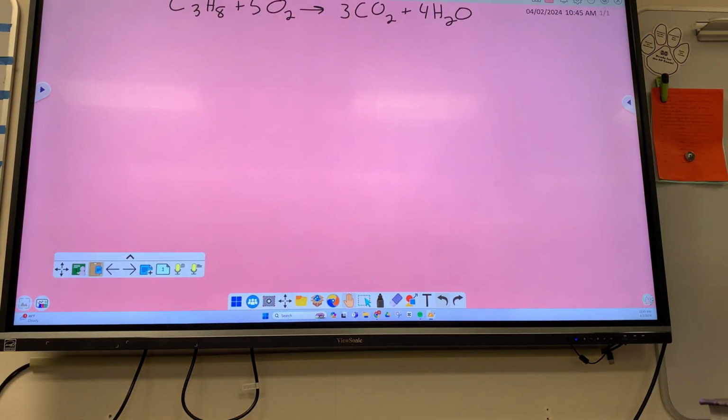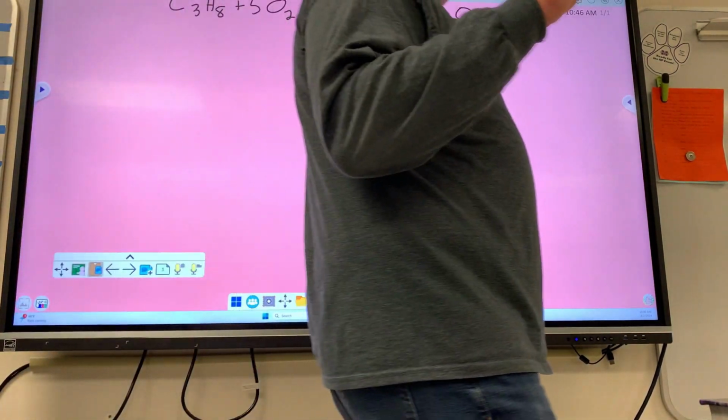All right, at this point, you all have balanced this effectively and correctly. What is step 1? Pick a product. Now, what are our choices? H2O or CO2? Which one are you going to pick? And there's a right answer here. Why? To get the right answer, it does not matter which product you pick.